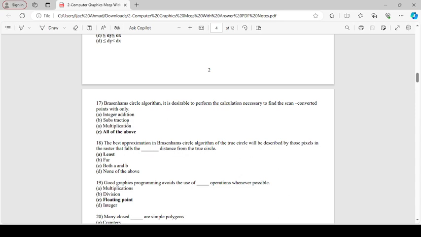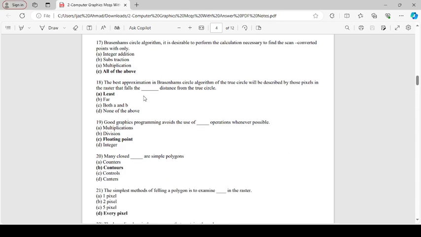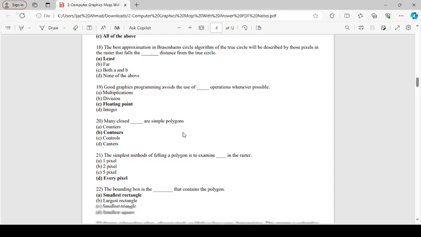of these. The best approximation in the Bresenham circle algorithm of a true circle will be derived by those pixels in the raster that fall the least distance from the true circle. Good graphics programs avoid the use of floating point operations whenever possible.